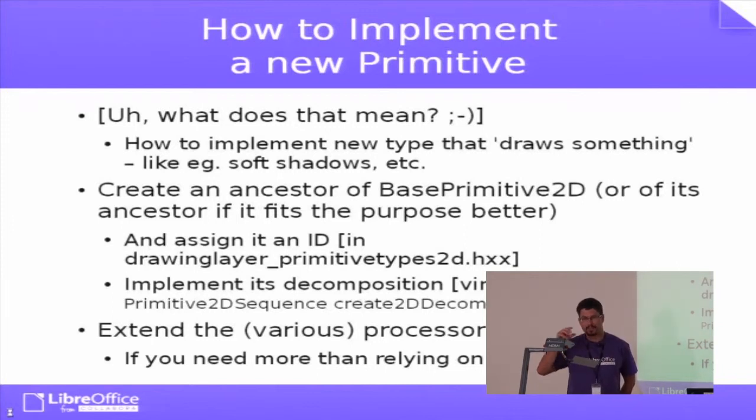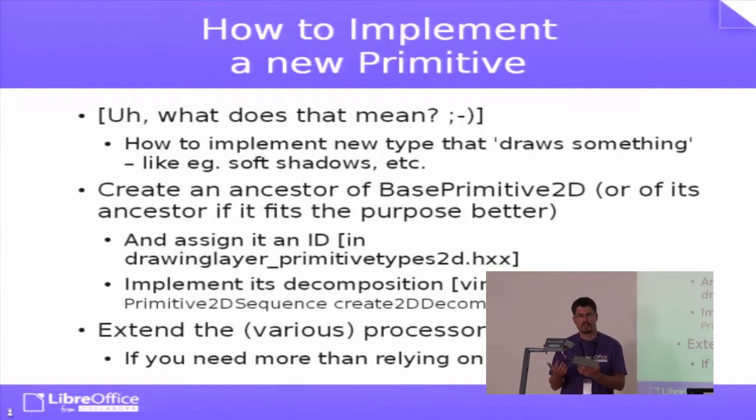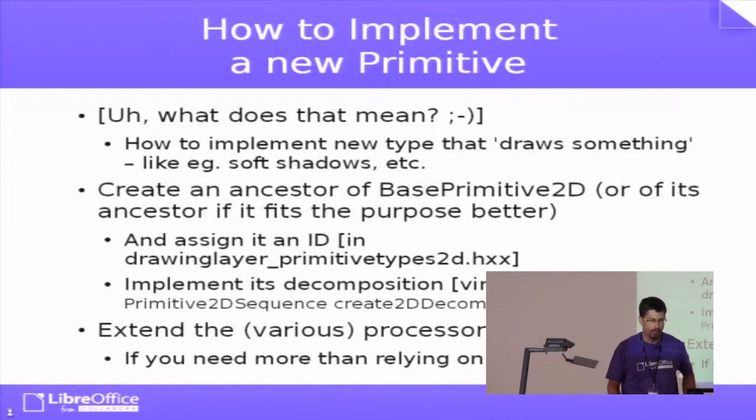For example, in this case of the blurred shadow, you want to derive it from the bitmap primitive, because the result will be some bitmap that just provides the blurred content. But the primitive itself will not contain the bitmap. It will only contain information like what is the intensity of the shadow and what is the color of the shadow, but not the bitmap itself. Then you have to create an ID for that, and you also have to implement the decomposition of this.